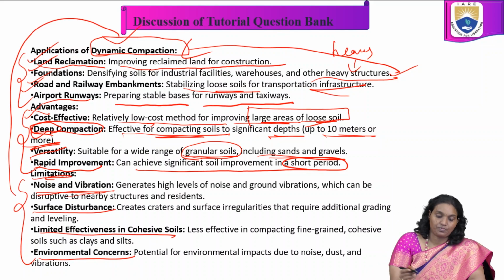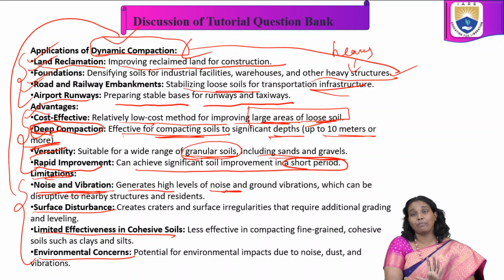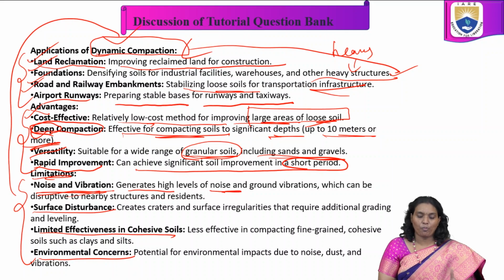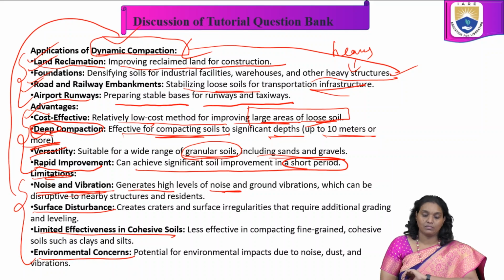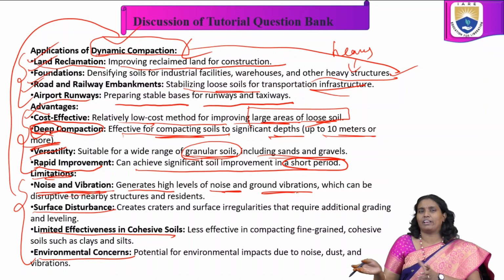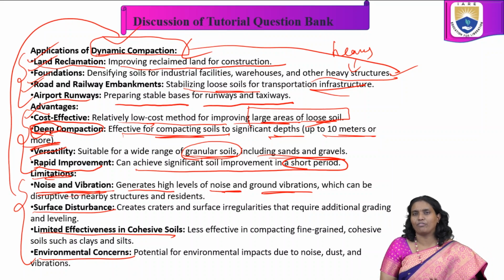In this, noise and vibration: it generates a high level of noise, creates so much noise. Why? Because we are dropping from a high height, up to 10 meters. We are dropping the equipment from a great height, and that creates noise and ground vibrations also. If there are nearby weak structures, it is going to affect them. So such a disadvantage is there in our dynamic compaction.